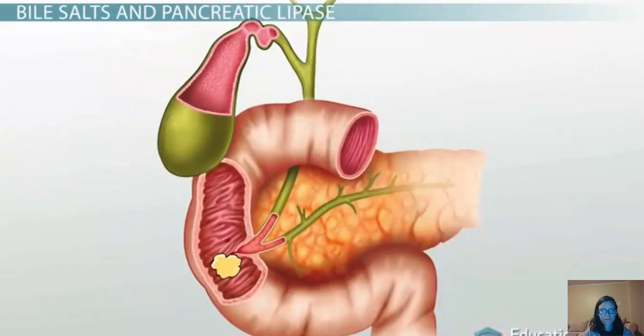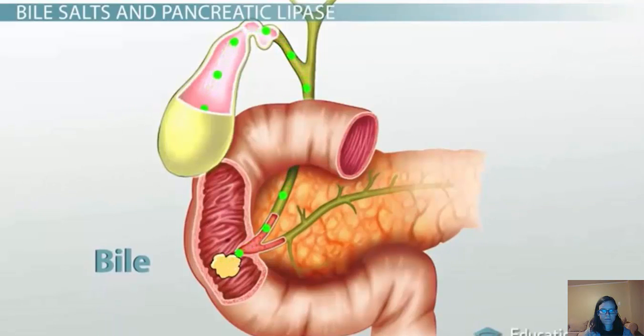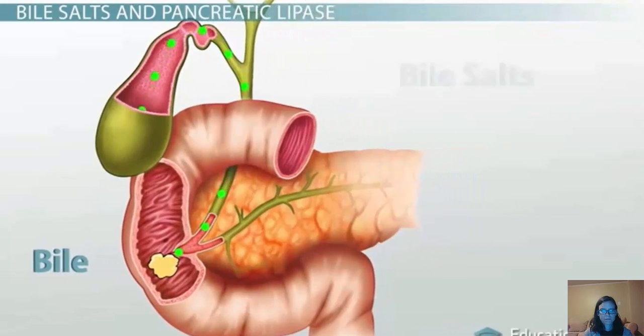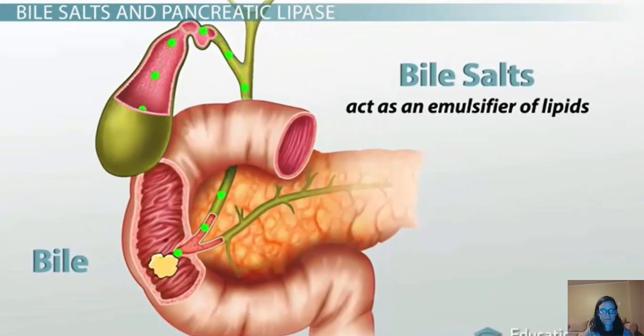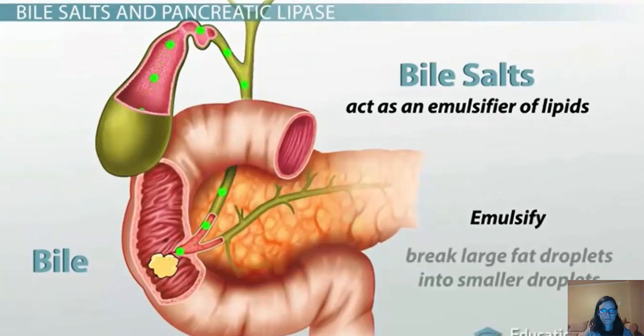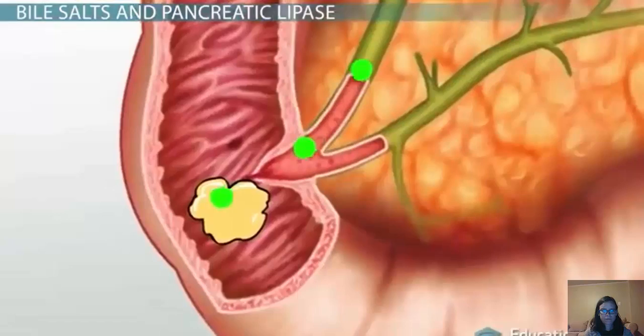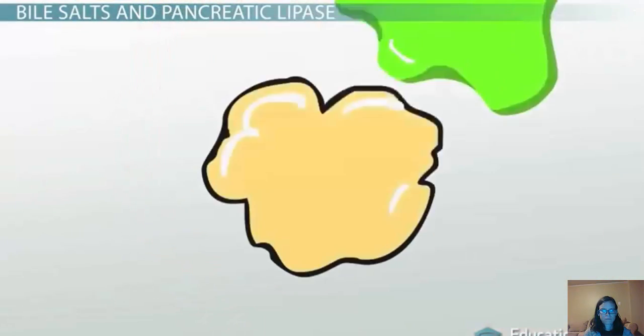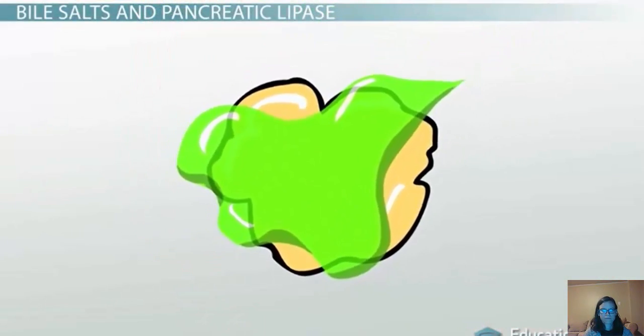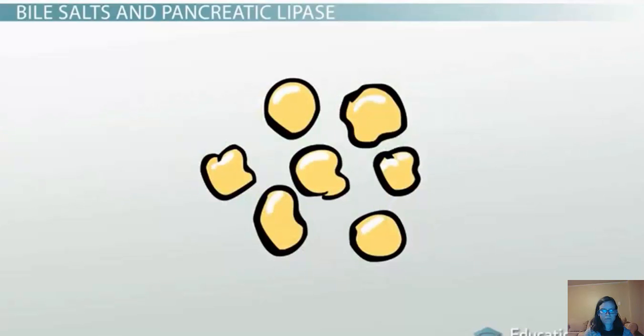These globs remain until bile that is produced in the liver and stored in the gallbladder mixes with the large fat droplets. Now, bile contains bile salts, which act as an emulsifier of lipids. The term emulsify means to break large fat droplets into smaller droplets. And that is exactly what we see happening here in the small intestine. The bile salts break up and coat the fat to form much finer droplets.